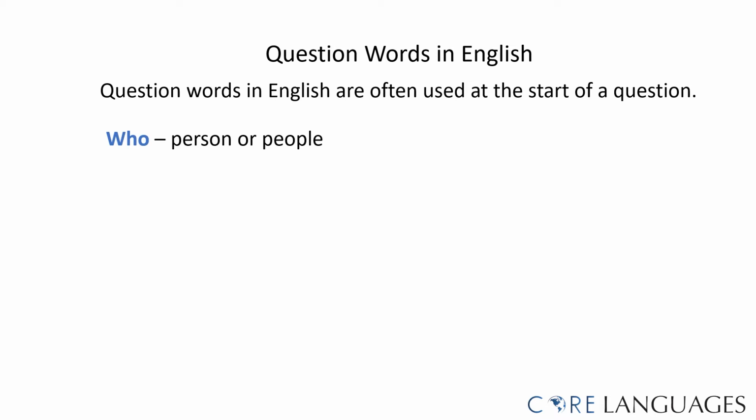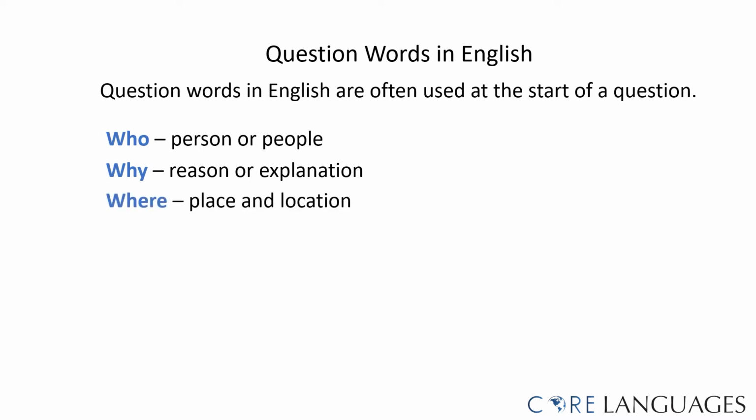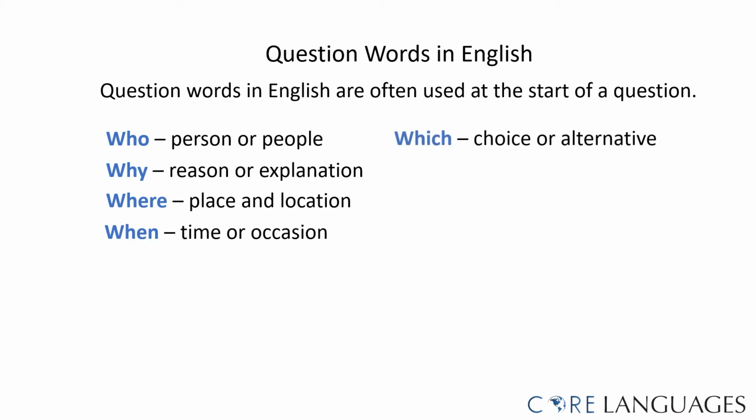Who? Who asks about a person or people. Why? Why asks about a reason or explanation. Where? Where asks about the place or location. When? When asks about time or occasion. Which? Which asks about a choice or an alternative.